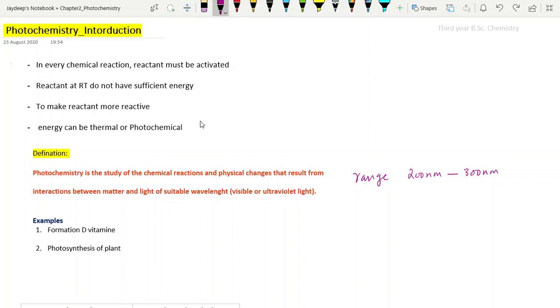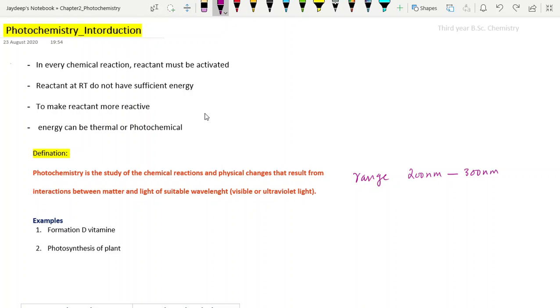Now let us consider the photochemistry. Here we are going to consider the photochemical reactions. Now in every chemical reaction, the reactant must be activated to overcome the barrier between the reactant and the product. In most cases, reactants do not have sufficient energy to overcome that barrier for the formation of product. In that case, we must reactivate the reactant.